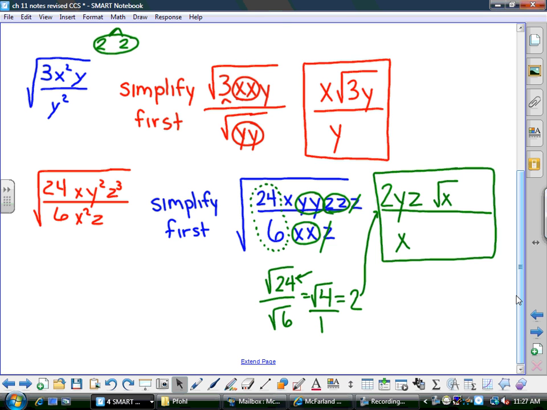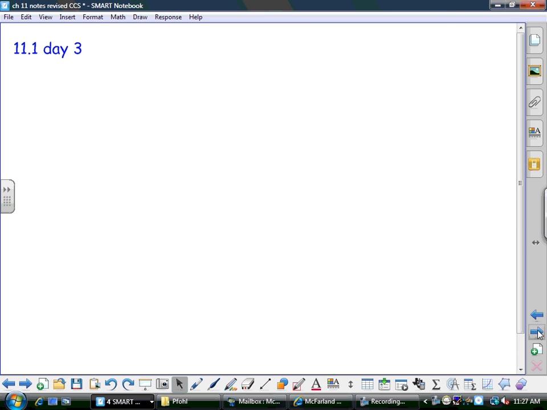The homework for tonight is the 11.1 Day 3 worksheet. There is a front and a back to that worksheet for you to work on. Have that done when you come to class tomorrow. Friday this week, there's a quiz. The quiz is over the Pythagorean theorem, the distance formula, and all of this square root stuff that we've been doing this week.